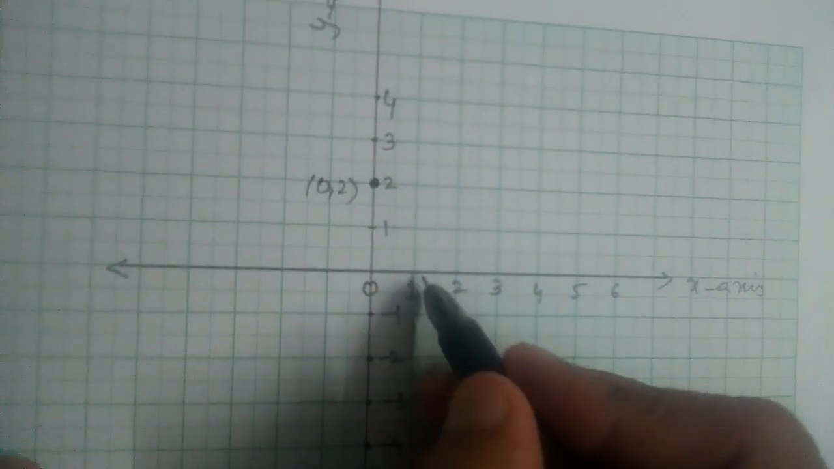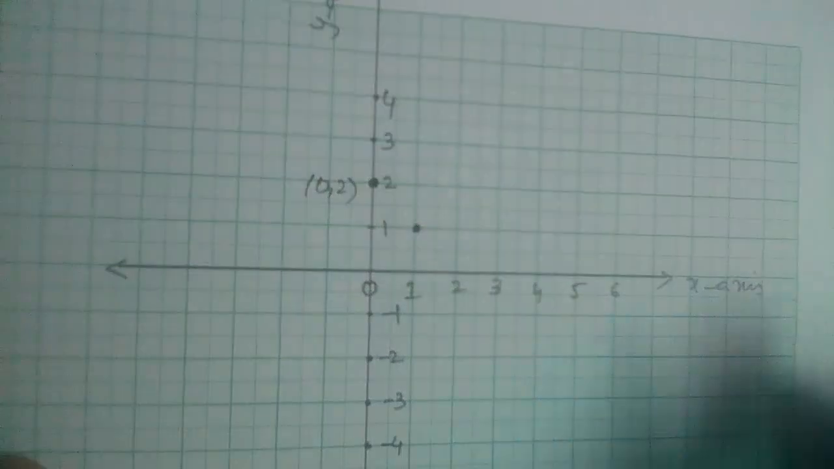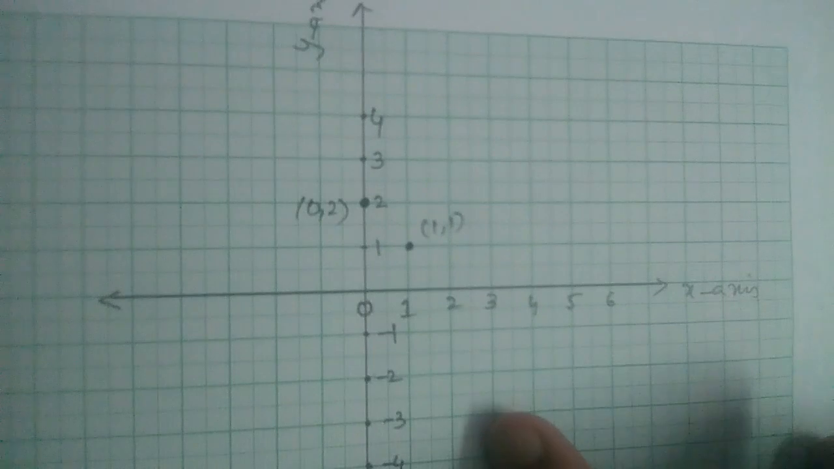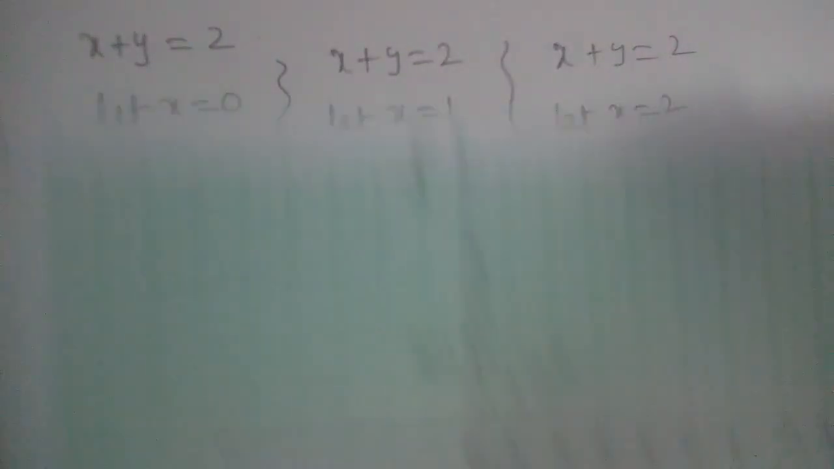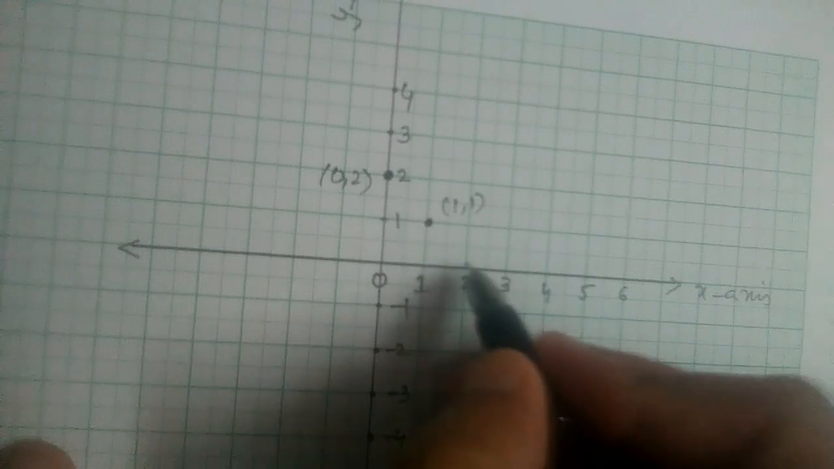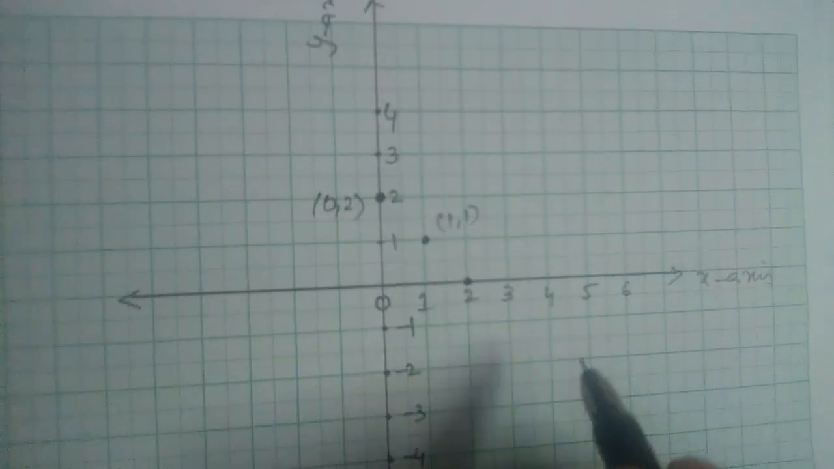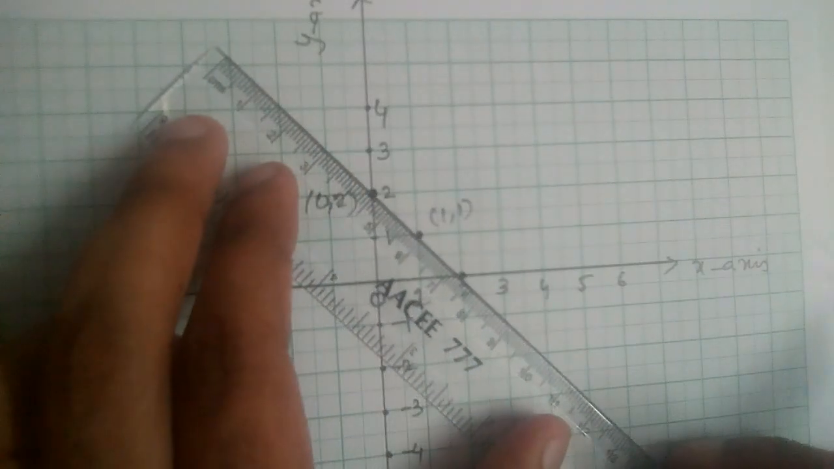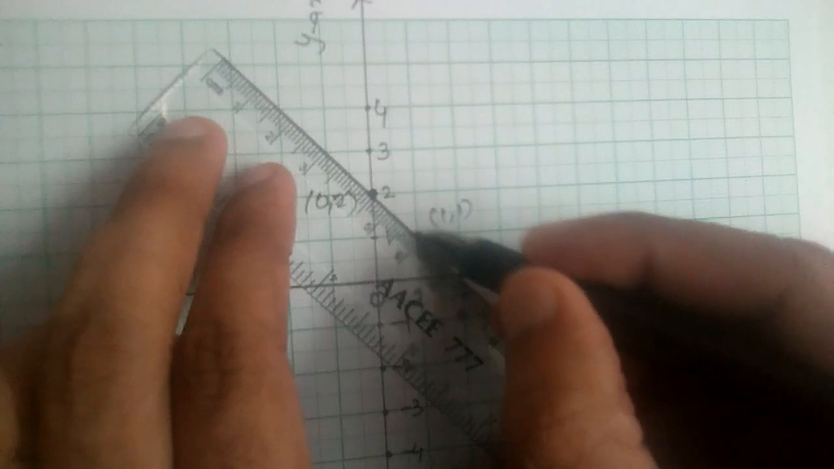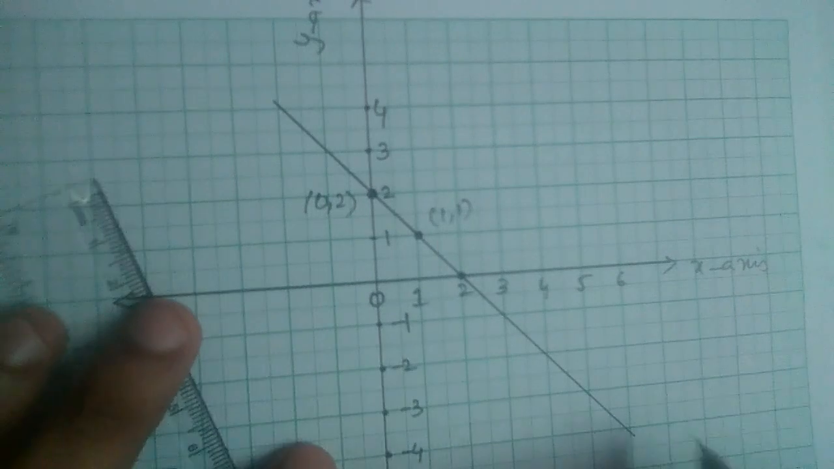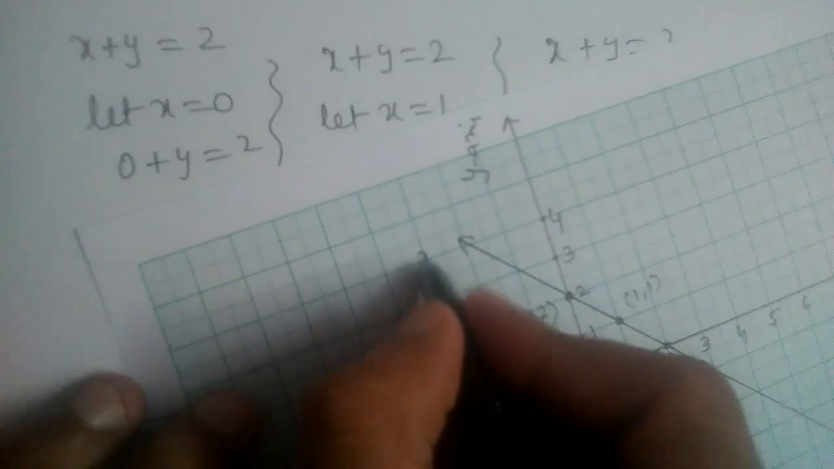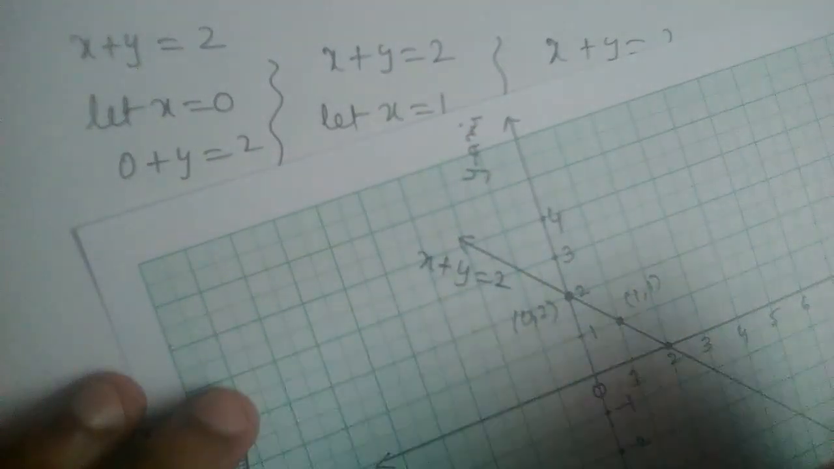So x is 1, y is also 1. Okay. This is the point (1, 1). Third point (2, 0). So x is equal to 2 and y is equal to 0 is this one, right? Okay, so let us take a scale and join these 3 points and extend the straight line, right? This is our straight line. What is the equation of this? This is x plus y is equal to 2.